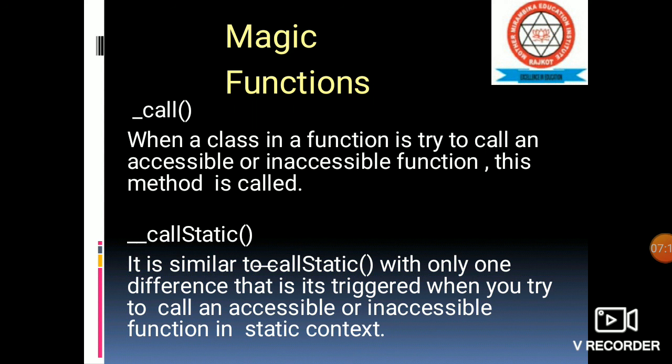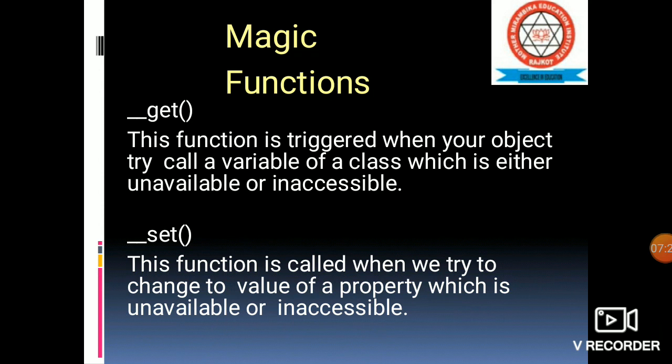Next is callStatic. It is similar to call, with only one difference: it is triggered when you try to call an accessible or inaccessible function in static context. Next are the get and set functions. The get function is used to get the value of any property or variable, while the set function is used to set the value of any property or variable.